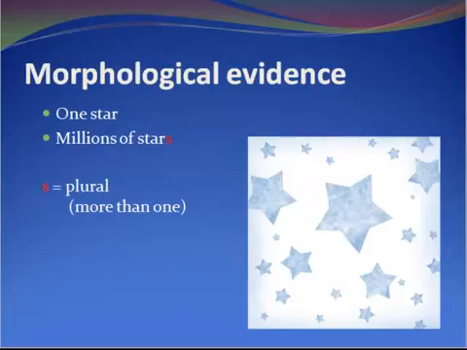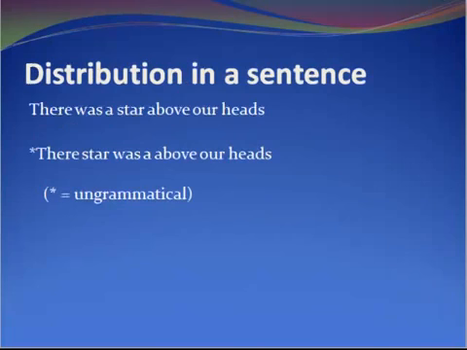Now the interesting thing is that S can only be stuck at the end of nouns. So you can only have nouns where you can have one or more than one. And so that's a good test to find whether a word is a noun: to see if you can stick the S at the end of it. So that's a use of morphological evidence to decide what category a word belongs to.